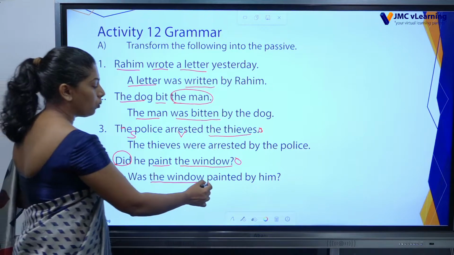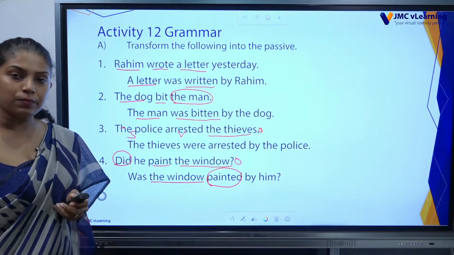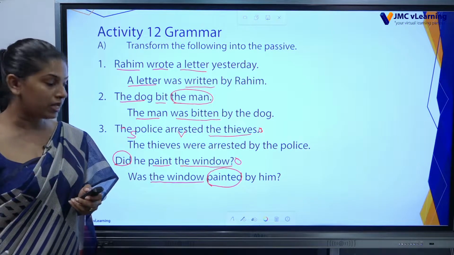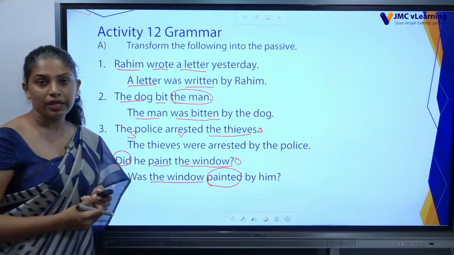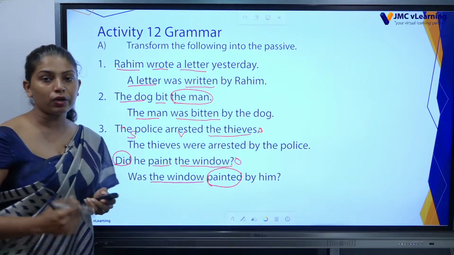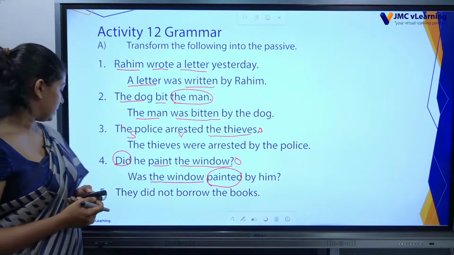Was the window painted? Verb is in past participle. Paint, painted, painted. So, was the window painted by him? Then you have to keep a question mark. You have to write a question mark at the end of the sentence. Let's move to the fifth sentence.